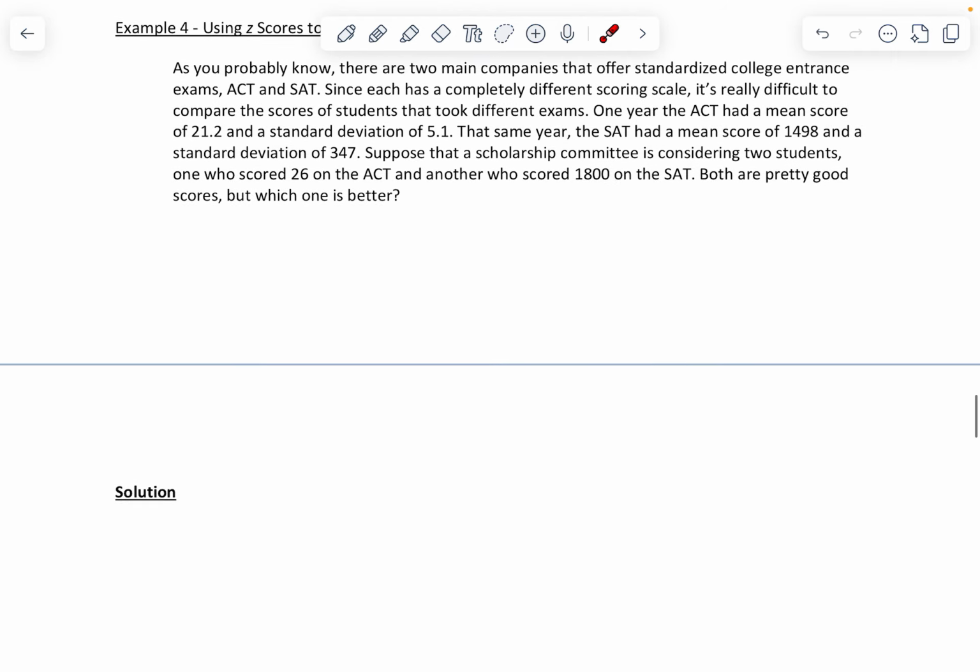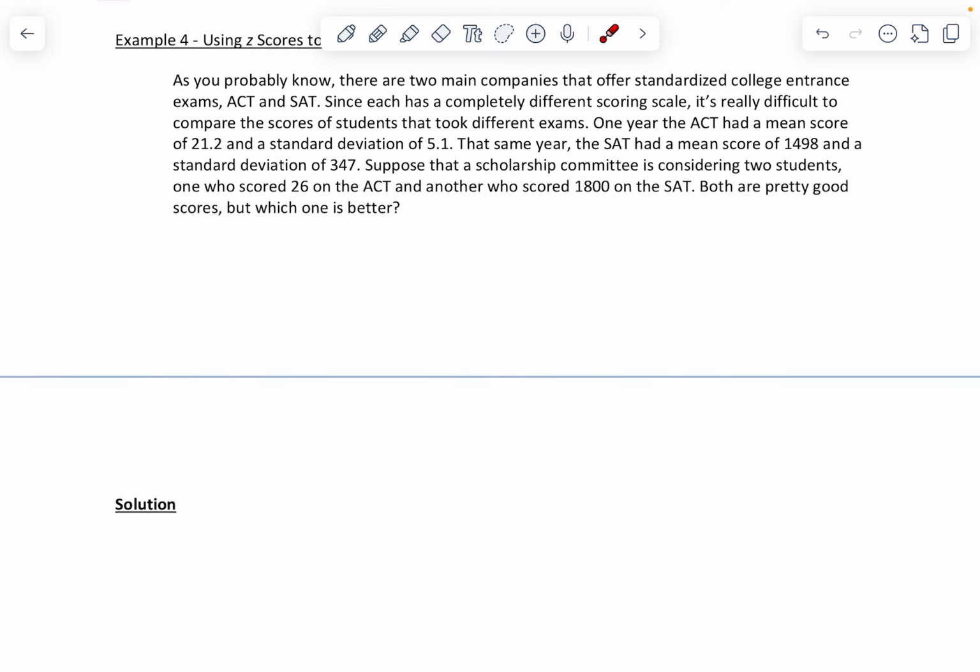So let's calculate the 2 z-scores. For the ACT, my x value would be the student who got a 26. So that's my value of x. My mean would be the mean ACT score, which is 21.2.